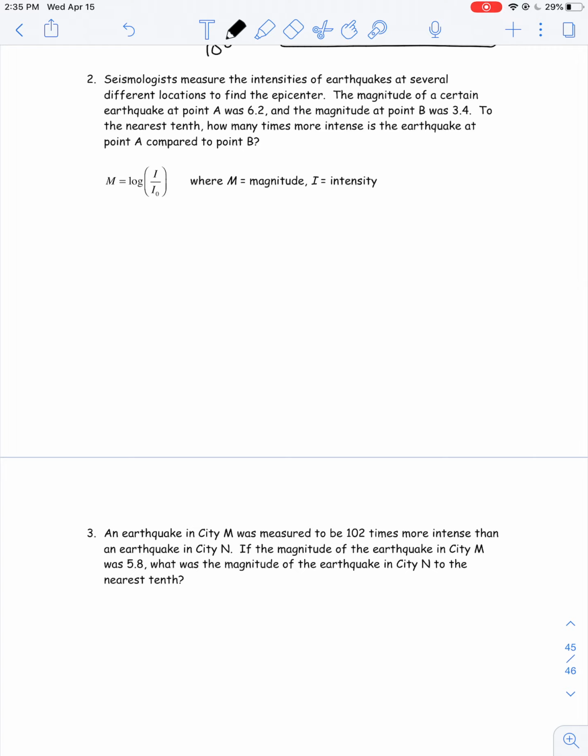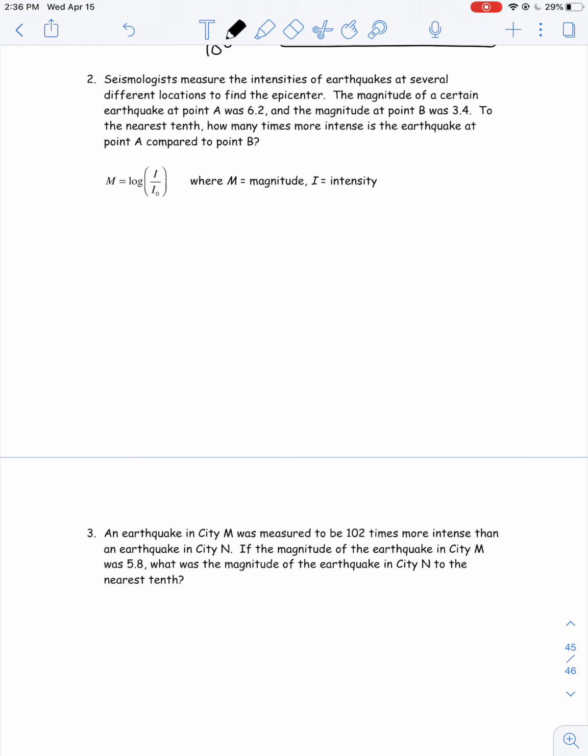Seismologists measure the intensities of earthquakes at several different locations to find the epicenter. The magnitude of a certain earthquake at point A was 6.2 and the magnitude at point B was 3.4. How many times more intense is the earthquake at point A compared to point B?